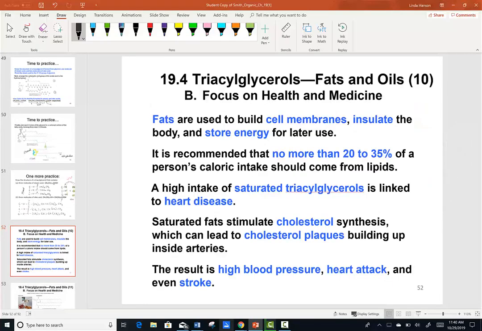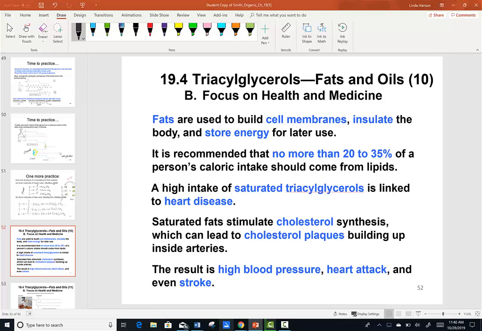These triacylglycerides are very important biological molecules. These fats are used to build cell membranes, coming up in our next section soon. They insulate the body, storing fat and energy. It's recommended that no more than 20 to 35% of a person's caloric intake should come from the lipid family on our food pyramid.